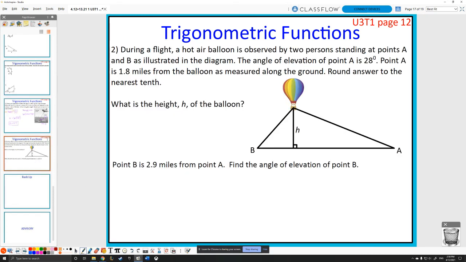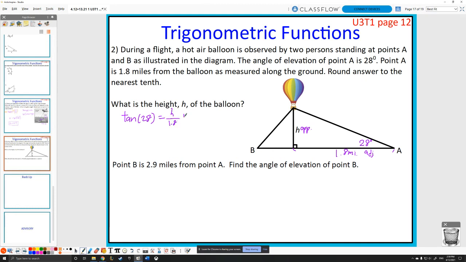This last question puts everything we know in one mixed bag. During a flight, a hot air balloon is observed by two persons sitting at A and B. The angle of elevation of point A is 28, so this is 28 over here. Point A is 1.8 miles from the ground to the balloon. So 1.8 miles is here. What is the height? We can see this is the adjacent side. This is the opposite side. So tangent of 28 is equal to h over 1.8.